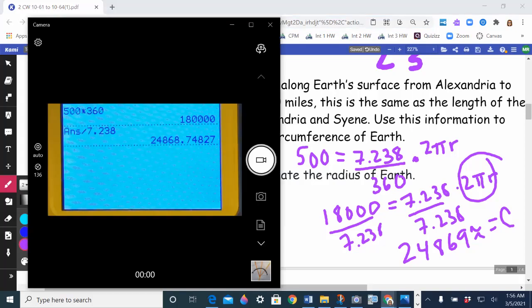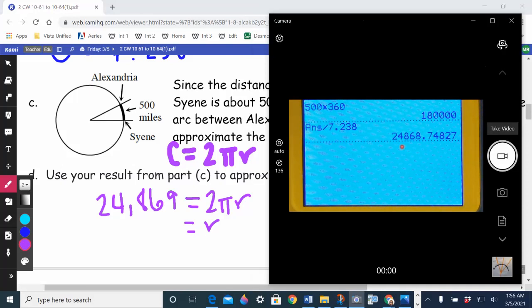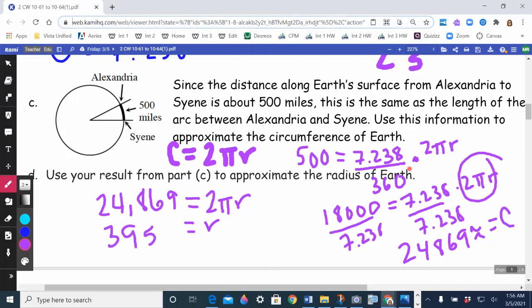Now, when you're doing this on the calculator, you need to be careful. If I am taking this answer and I'm dividing it by 2 pi, don't go to pi like that, because it's going to divide by 2 and then times by pi. So I'm going to go parenthesis 2 pi. And I ended up getting 3,958 miles. So 3,958 miles.